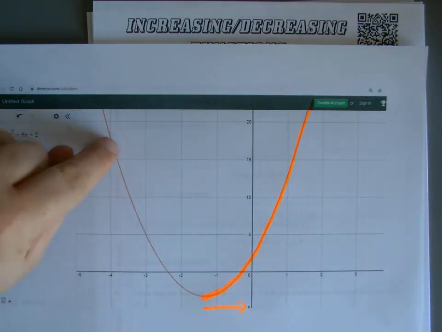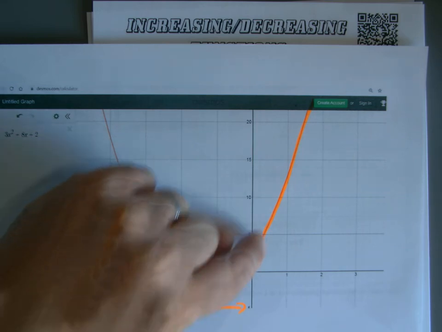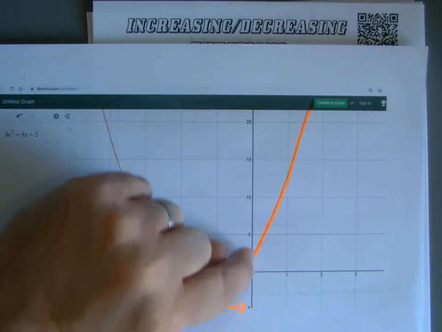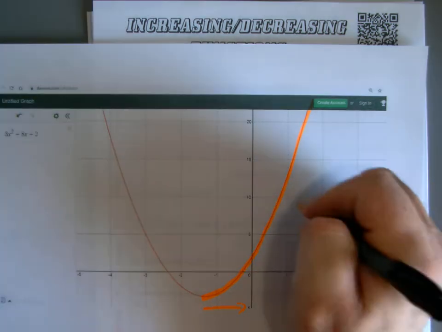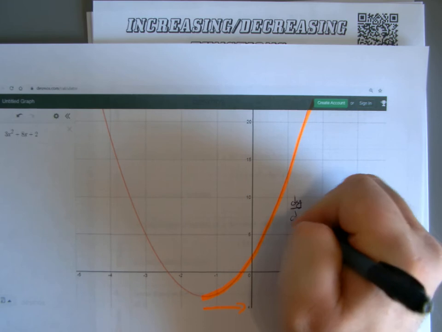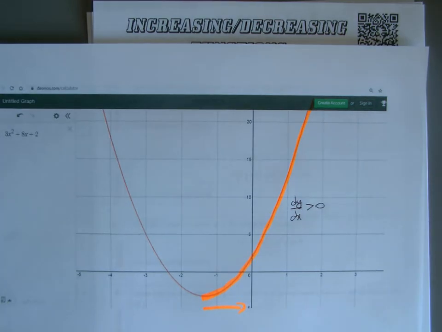Here, of course, the function is decreasing, isn't it? The graph is going down. Now, with this part of the curve, you just need to appreciate that the gradient is going to be positive, isn't it? So that's what we're interested in for increasing functions. We need to look at the situation where the gradient is positive.